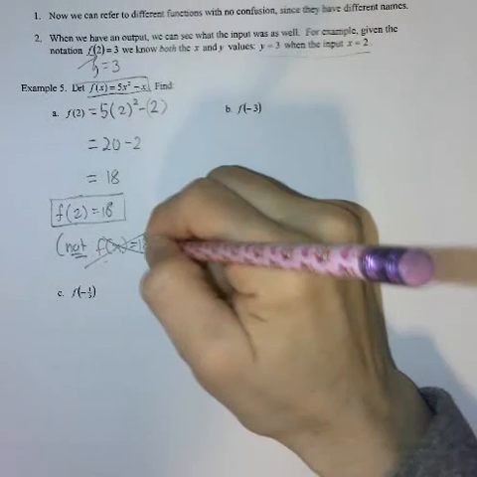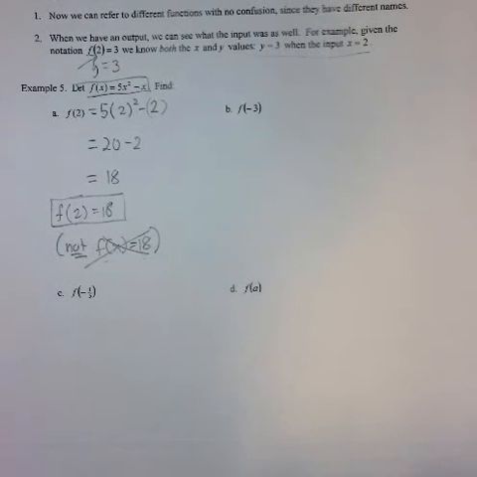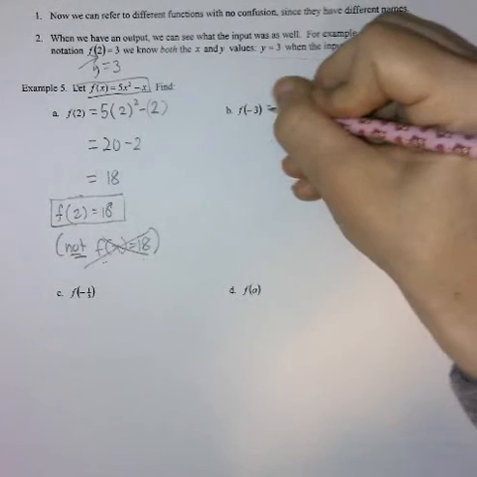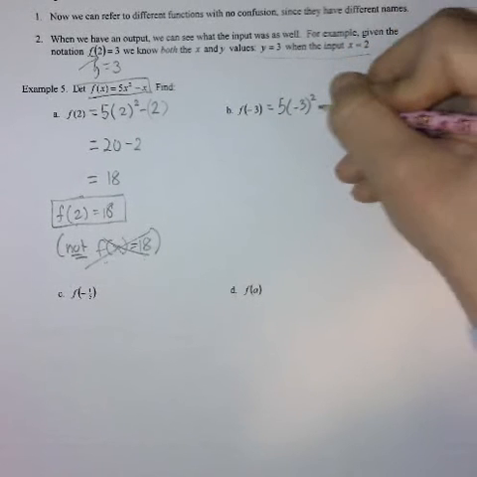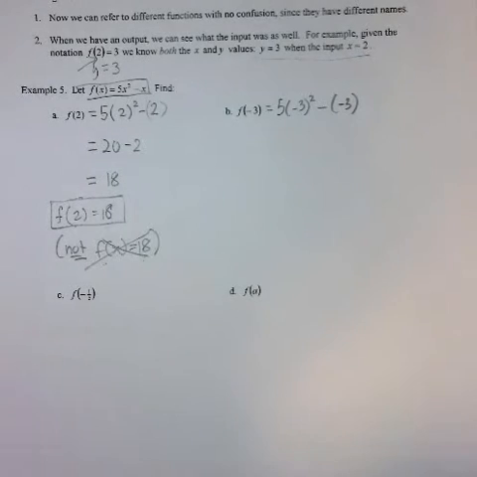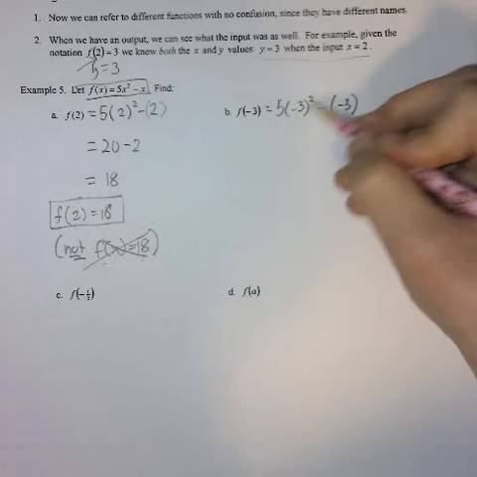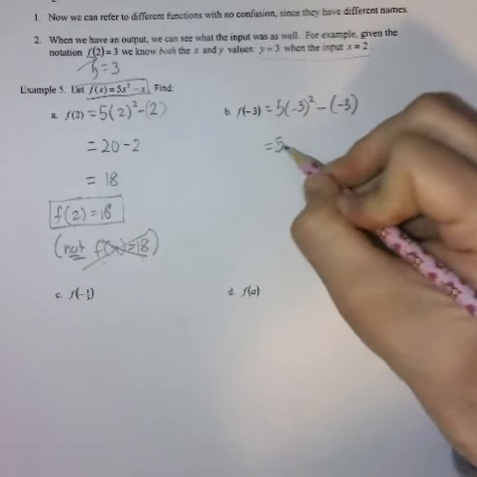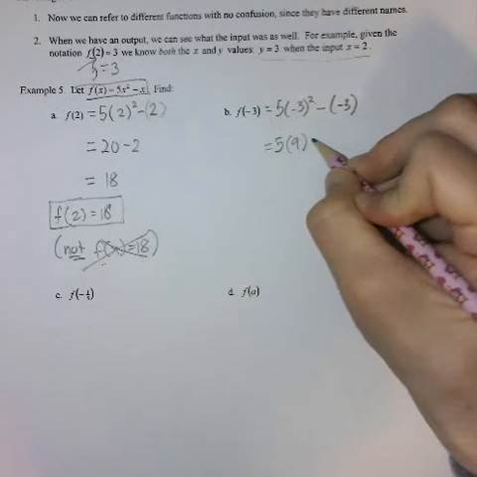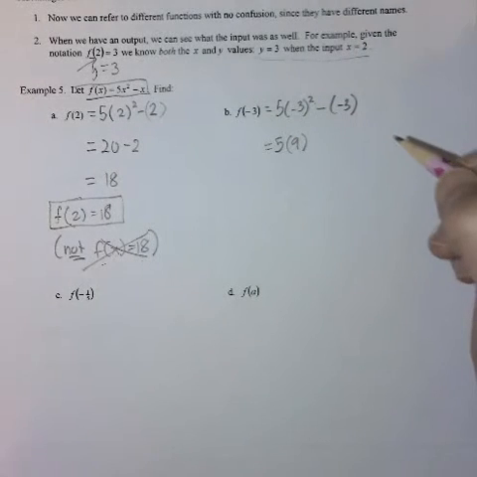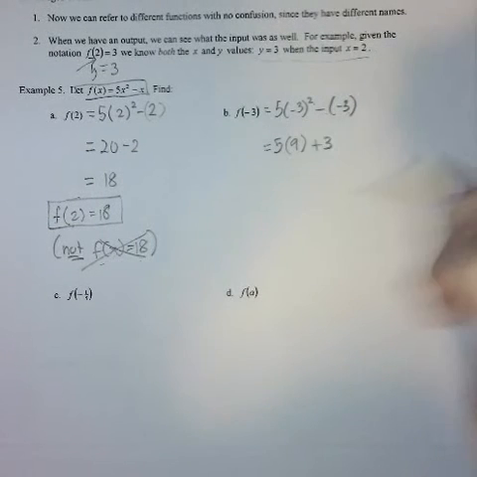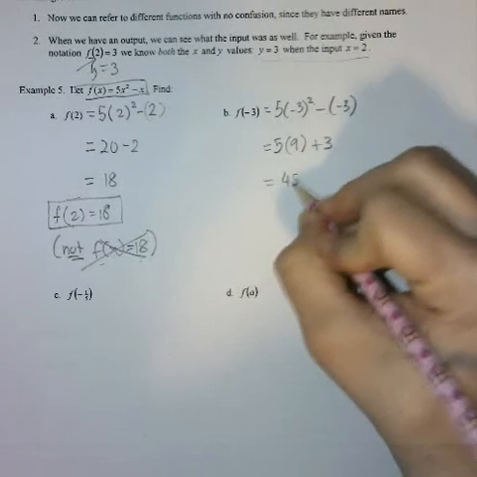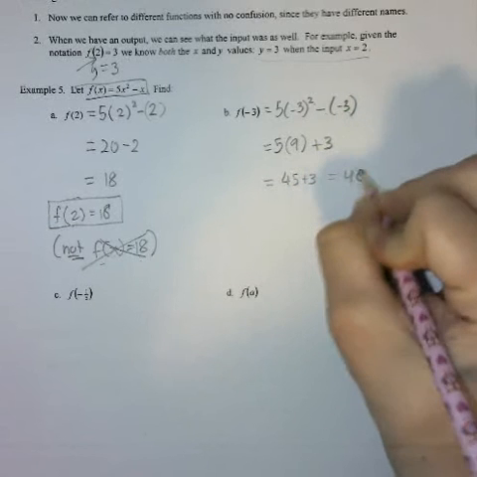Don't write that. That shows you don't understand what's going on. F at negative 3, we have 5 times negative 3 squared minus negative 3. Negative 3 squared is 9. Excuse me, I'm going to have to sneeze. And then negative 3 is plus 3. So we've got 45 plus 3, which is 48.